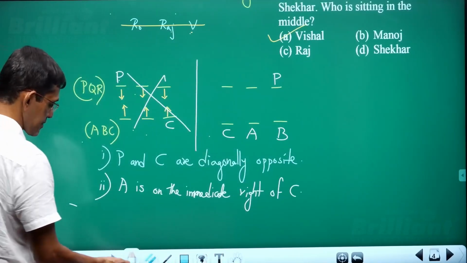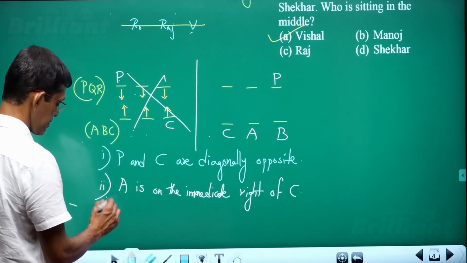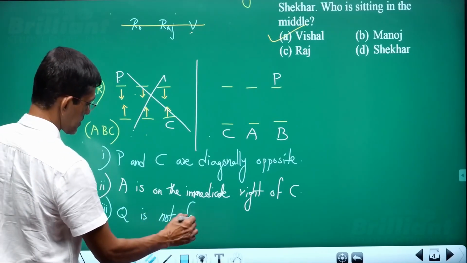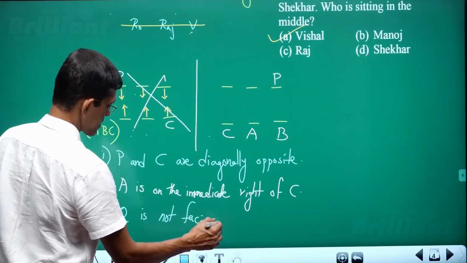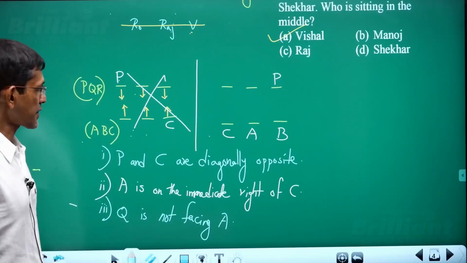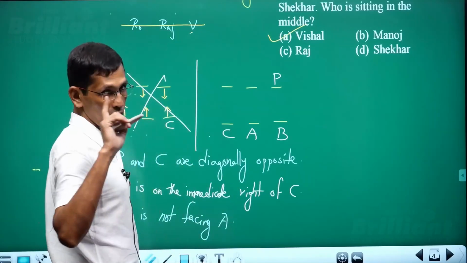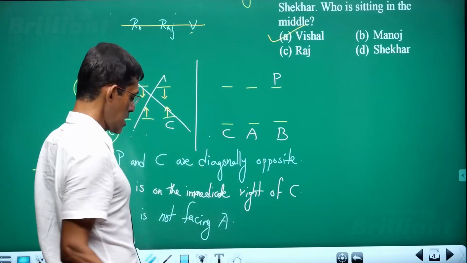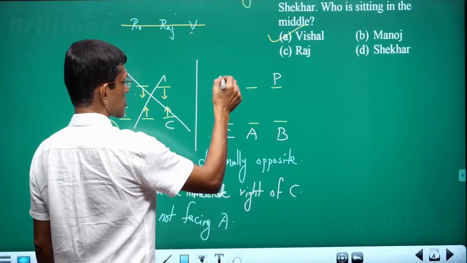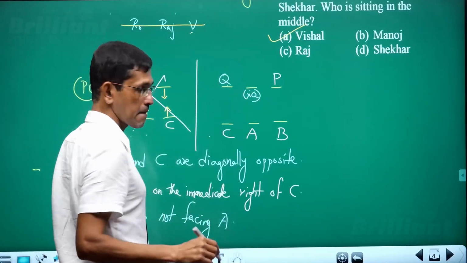And we have another condition. Let's look at that condition. Third condition: Q is not facing A. So P is already here. Now Q can have two positions, either this one or this one. But at the same time, Q is not facing A. So Q cannot be here. So Q must be here.